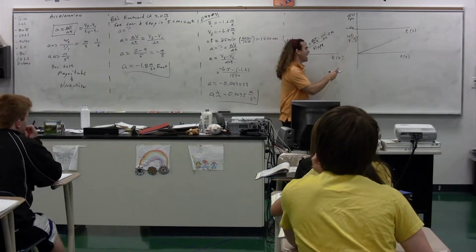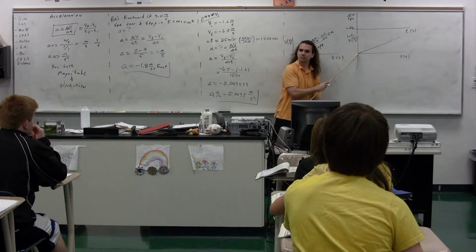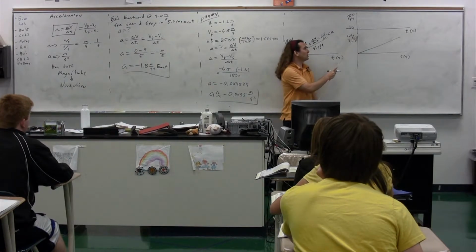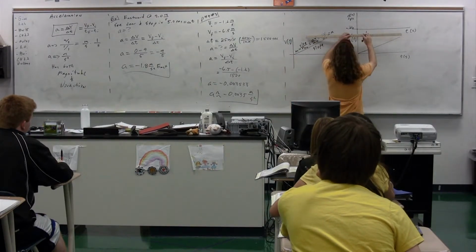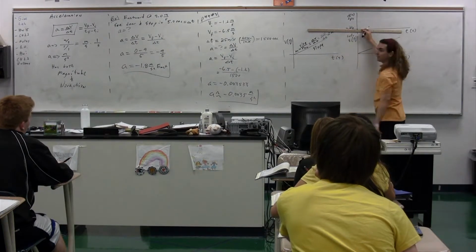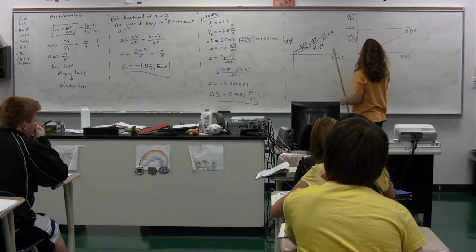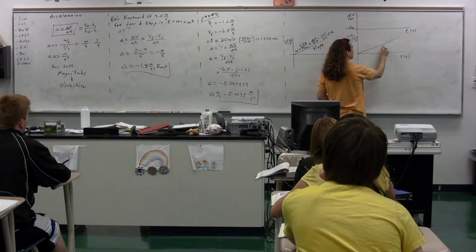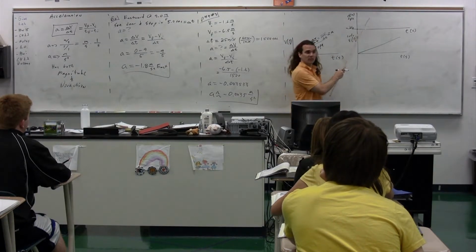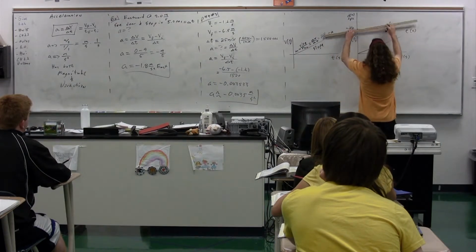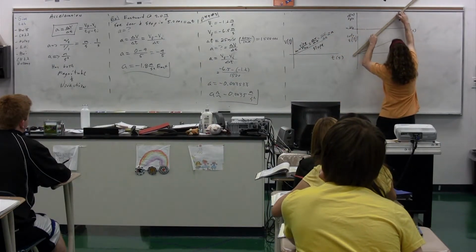So initially, class, what's the initial velocity? 0. So what should the initial slope be? 0. So initially, the slope should start out like this. As time goes by, class, what happens to the velocity? Increases. So what happens to the slope? Increases. So we should see the slope increasing as a function of time.